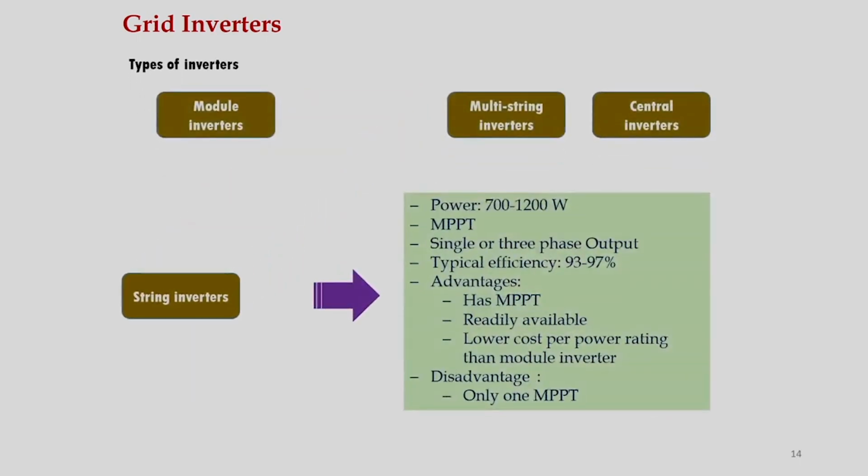In case of string inverters, we can go from 700 to 1200 watt, and MPPT is attached in this inverter, and it may be single or 3 phase output. The efficiency of conversion varies from 93 to 97%. Advantages are that it has an MPPT, is readily available, and has lower cost per power rating than the module inverter. And the only disadvantage is that only one MPPT is attached. Even so, this is really a good one for many applications.